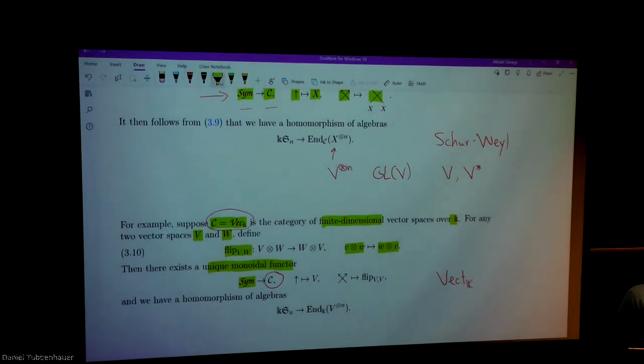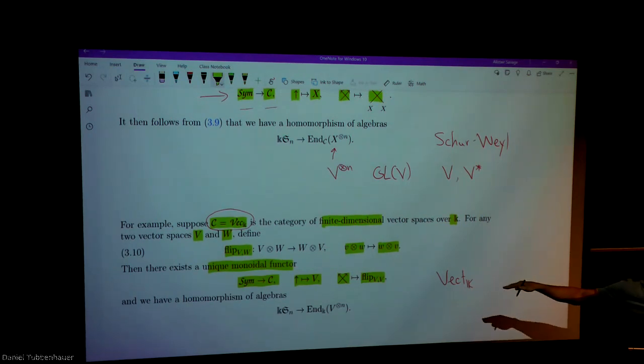So when I say unique, it's uniquely specified by the fact that it sends our generating object to B, and it sends the crossing to that flip. Right? Once you say where those two things are mapped, then that uniquely specifies the functor. I do not mean that there's a unique functor from Sim to vector spaces, because I can pick any vector space I want, B, for instance. But it's uniquely determined by this data.